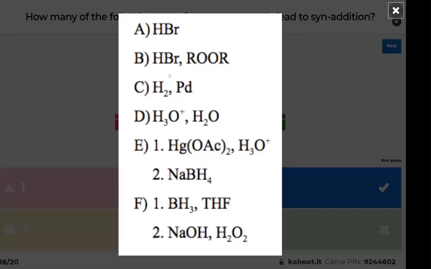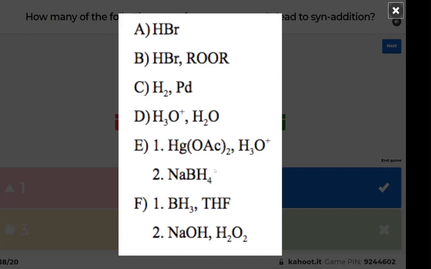So wait. Okay. The only two syn additions are C and F. The first one is racemic. The second one is racemic. The third one is syn because you're having a four-member ring transition state, and the two hydrogens are added on the same side of the double bond. And then D, it has a carbocation intermediate, so it's racemic. E, the first step is anti-addition.